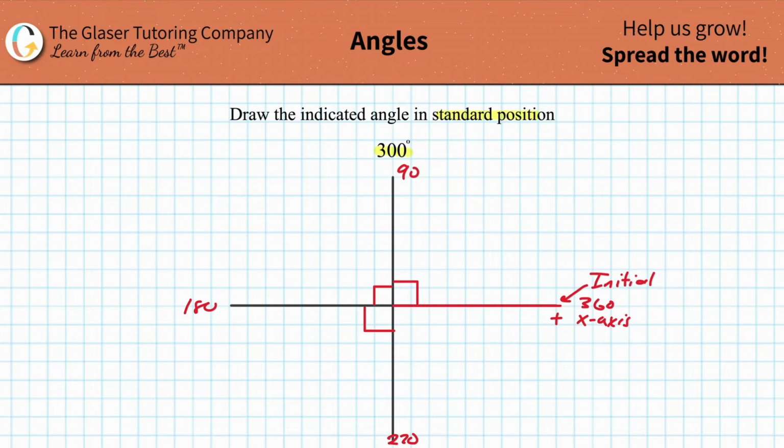360 degrees. But we only want to stop at 300. So once we get to 270 degrees, we have to go another 30 because the total angle here is 300. So what I just wrote down is the terminal side. This is known as the terminal side. And the angle between the initial side and rotating in a counterclockwise direction all the way to the terminal side is then the indicated angle of 300 degrees.